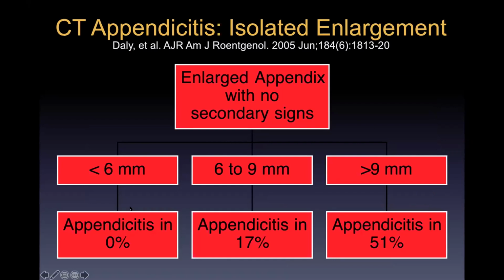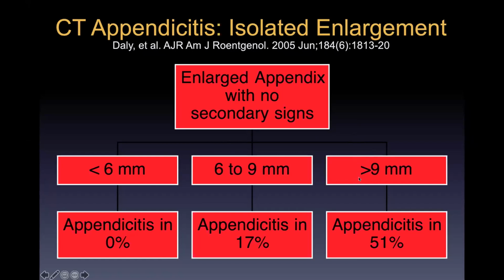Now, I want you to notice first on this less than 6 millimeter size, if you've got a big appendix, you don't see any signs of stranding or fluid or anything around it, and it's less than 6 millimeters in diameter, appendicitis in 0% of cases. So that's where that 6 millimeter number is useful, not as an upper threshold cutoff, but if it is smaller than 6 millimeters and it doesn't look like anything else is going on, you can be very certain that there is no appendicitis.